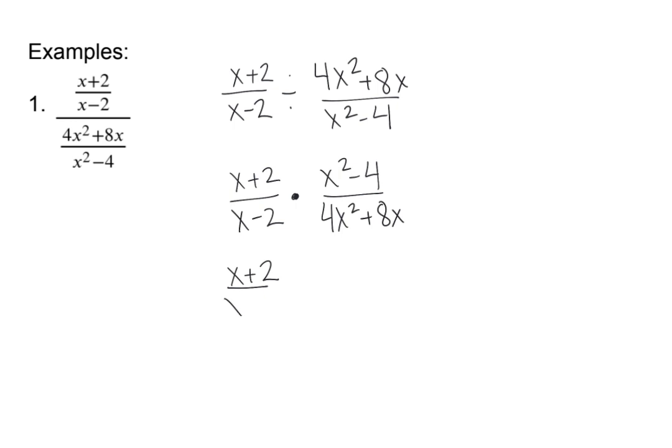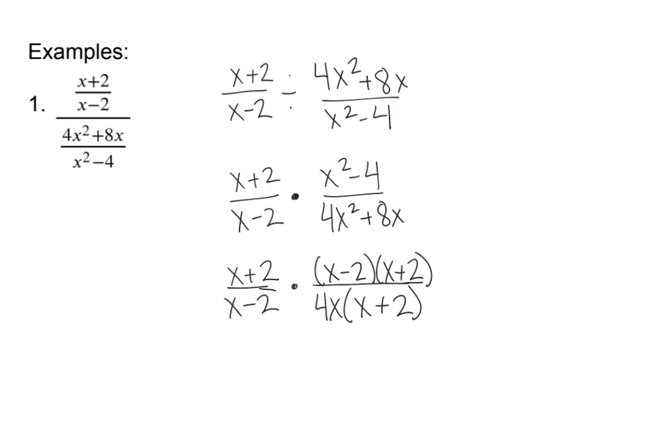Well, this first fraction I can't do anything with, but this second one has some things we could do. The top, x squared minus 4, is a difference of squares. It's x minus 2 and x plus 2. The bottom, I think all I can do is a GCF. Let's see, how about a 4 and an x? That's going to leave me with x plus 2.